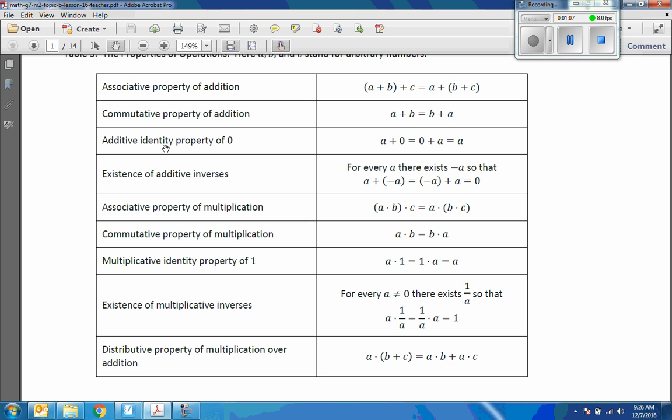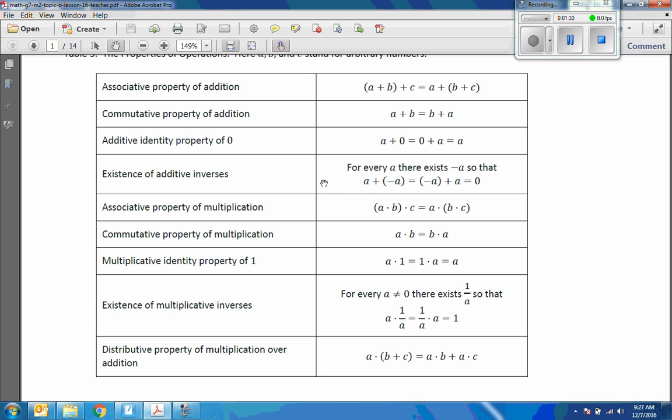The additive identity property of 0. What the identity means is, what do I add to a number and not change it? And that is 0. So A plus 0 equals 0 plus A, which is equal to A. No matter where the 0 is, when we add 0 to something, it is always equal to that number. 5 plus 0 is the same as 0 plus 5, and they both equal 5.